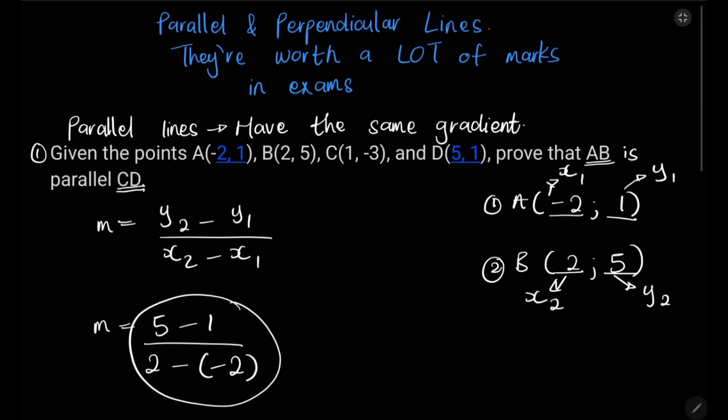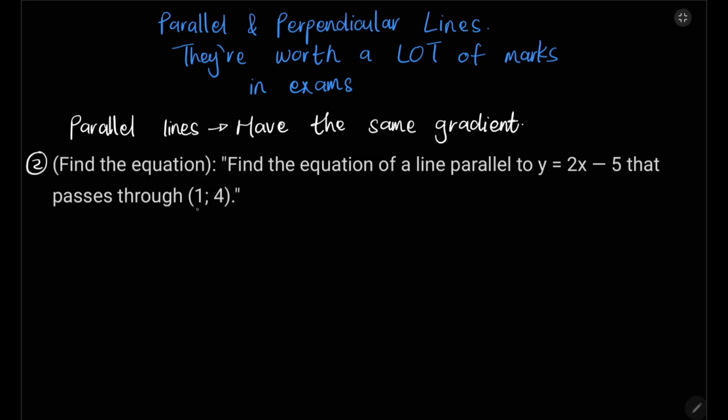Now let's try the second way in which you'll be tested on parallel lines. The second way is that they might ask you to find the equation. Okay, let's try this. Find the equation of a line parallel to y is equal to 2x minus 5 that passes through the point (1, 4).